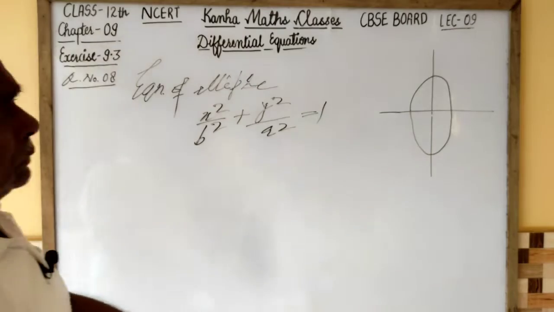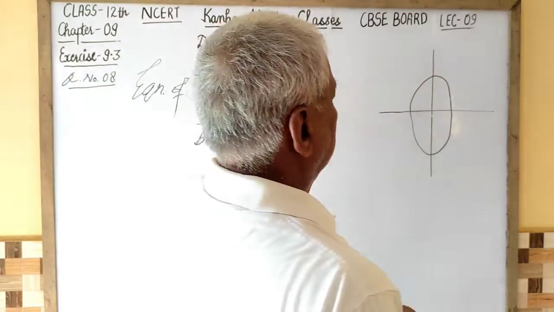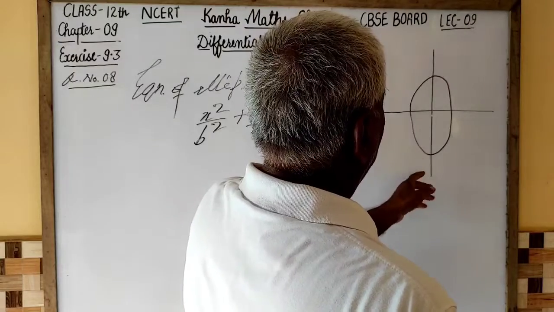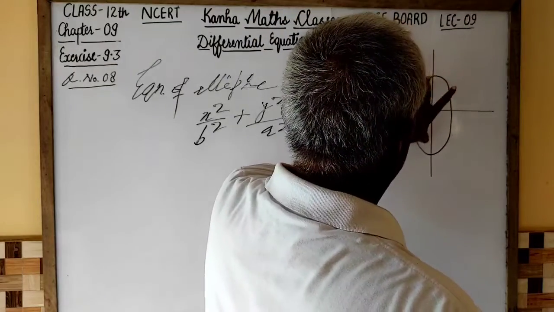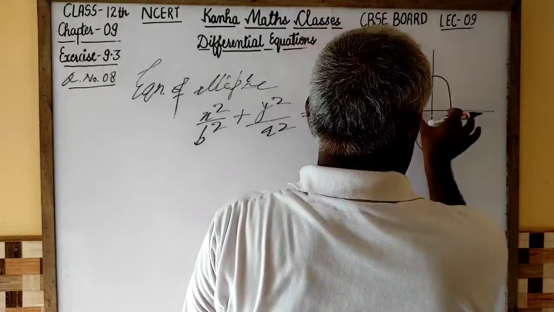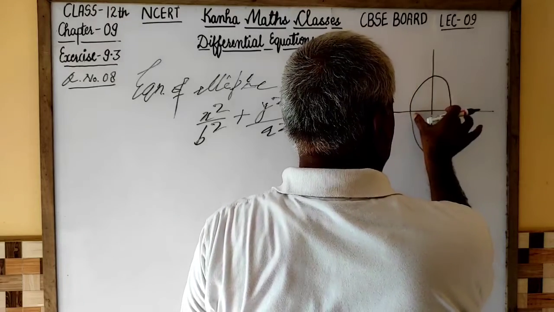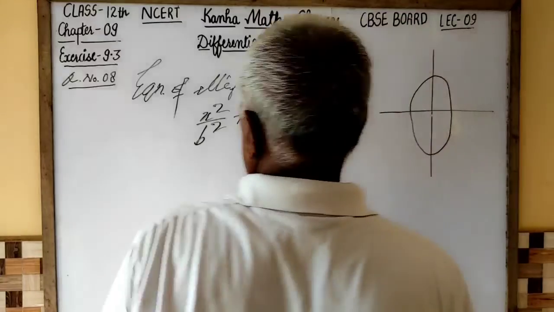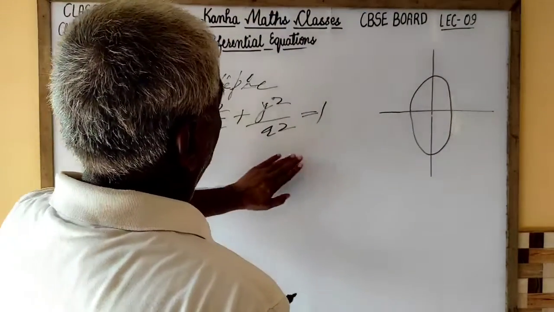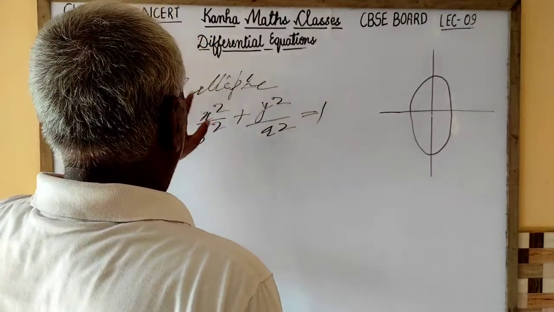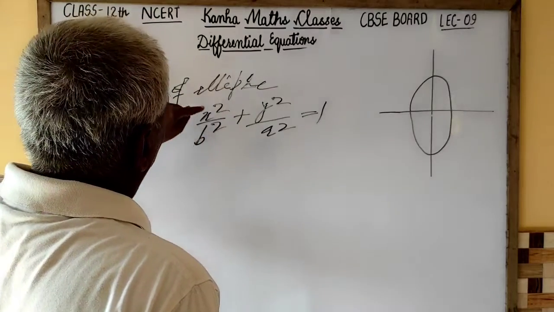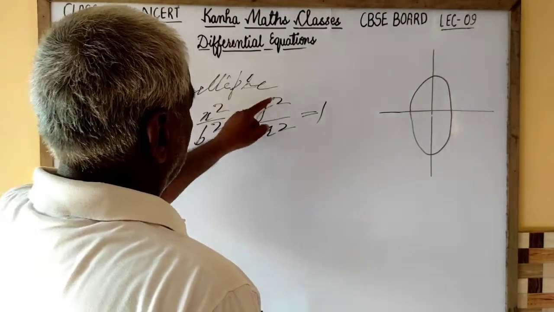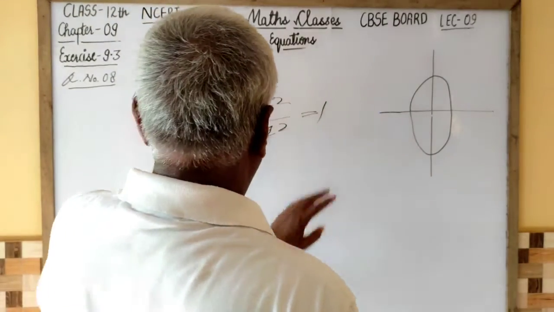Because this has the major axis along y positive and negative, it means this will be 2b and this will be the minor axis instead of the major axis. This will be 2a and this will be 2b. Obviously, from the standard formula of the ellipse, we may conclude the equation in the form of x square upon b square plus y square upon a square is equal to 1.